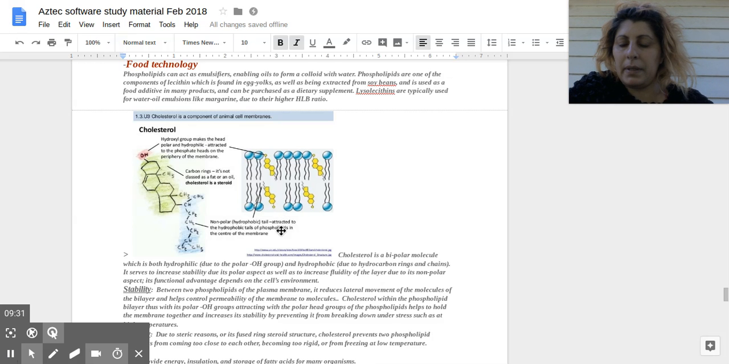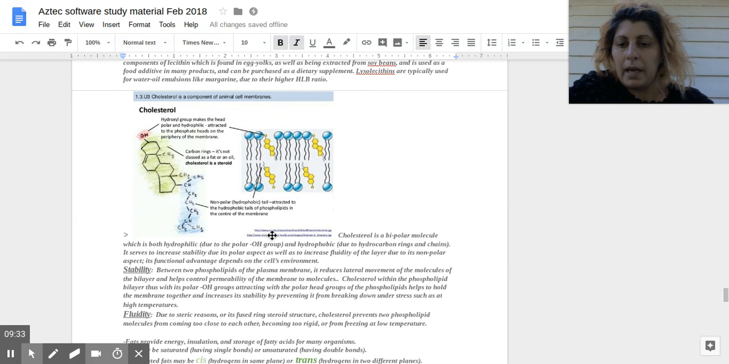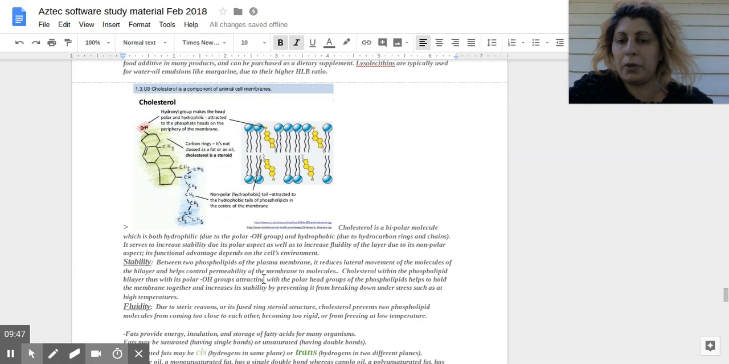So stability, because between the phospholipids, it reduces the lateral movement of the molecules, causing more integrity of the membrane bilayer, helping control permeability of the membrane to molecules as well. So the interaction makes the membrane more stable.